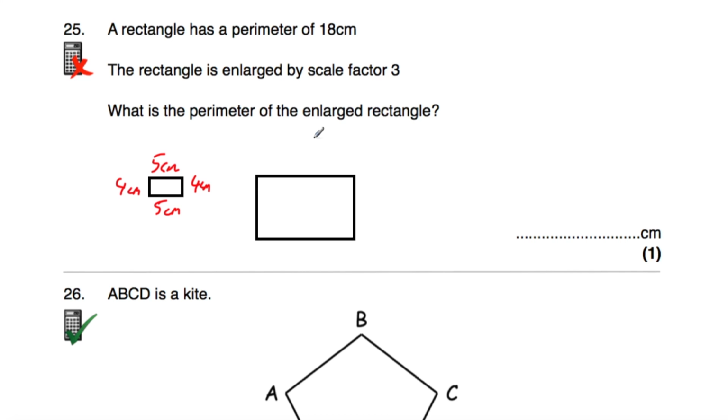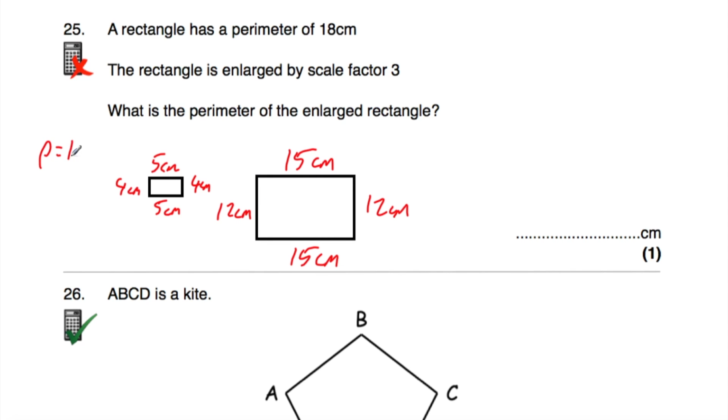Now if we enlarge it by a scale factor of 3, that means the length will be 5 times 3, which is 15, so it's going to be 15 centimeters. That means the bottom will be 15 centimeters. The right hand side was 4 centimeters. We're multiplying by 3, so it's going to be 12 centimeters, and the left hand side will be 12 centimeters also. So those would be the measurements for the enlarged rectangle.